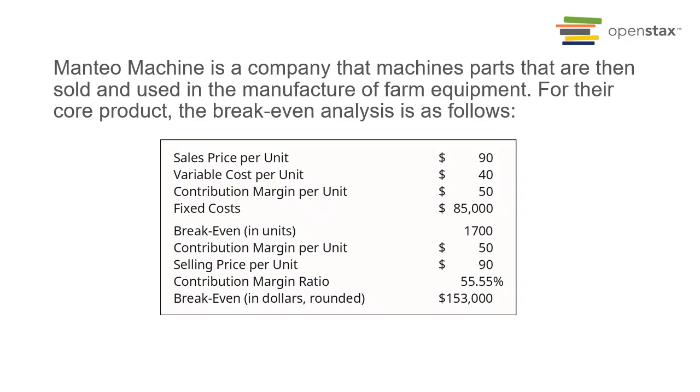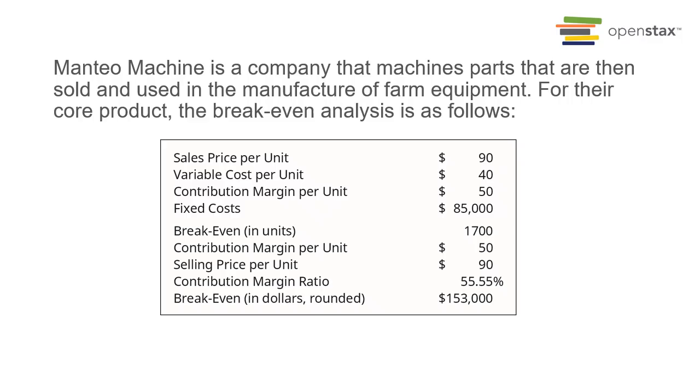Let's reinforce what we've learned from the previous two videos and add margin of safety with a quick example from Manteo Machine. They're a company that machines parts that are then sold and used in the manufacture of farm equipment. And here's their core product break-even analysis. We see their sales price, their variable cost, their contribution margin. By now, I hope if you've watched the two previous videos, you're super comfortable with this. They show us our fixed cost.